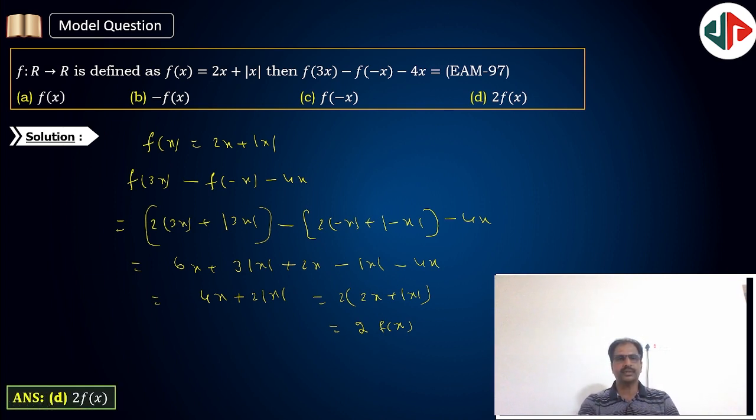So to find f of 3x, replace x with 3x. To find f of minus x, replace x with minus x. Mod of minus x is mod x only, because inside modulus the negative sign can be dropped. And then substitute the values. After simplification, you will see that it is 2 times f of x.